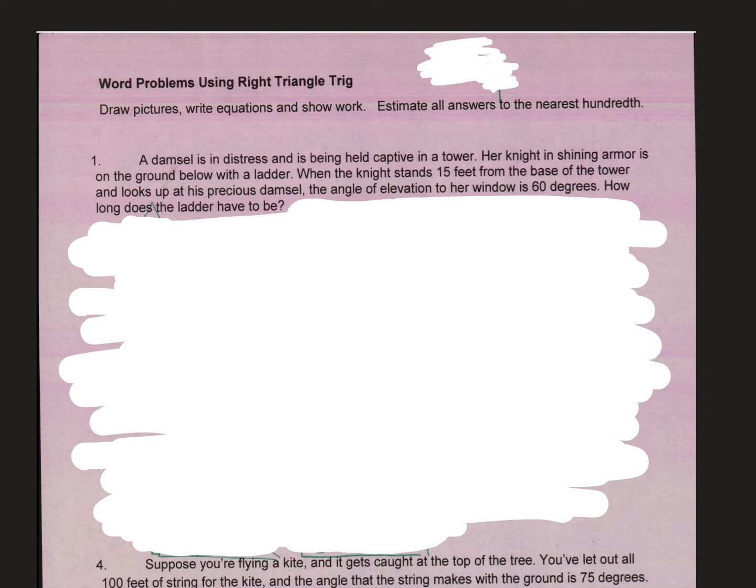Fancy. Again, we're talking about a what? A right triangle. I don't care how many words are in this. It could be 2 paragraphs. It's a right triangle. A damsel in distress is being held captive in a tower. What's the really only piece of information you need there? The lady's in a tower. She's a damsel in distress. It's like a Disney movie, guys.